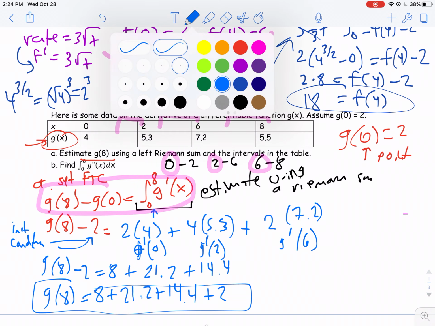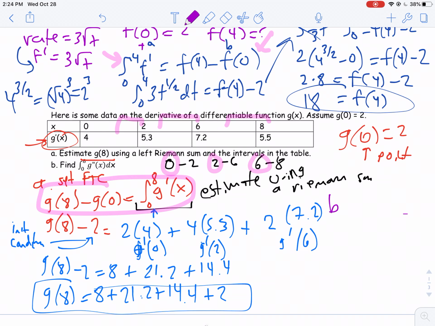Okay, let's get to part B of this problem that I kind of squeezed in here. B says, find the integral 0 to 8 of g double prime of x. Now you might think, how can I integrate g double prime if I don't know anything about g double prime? But trust the fundamental theorem, right?